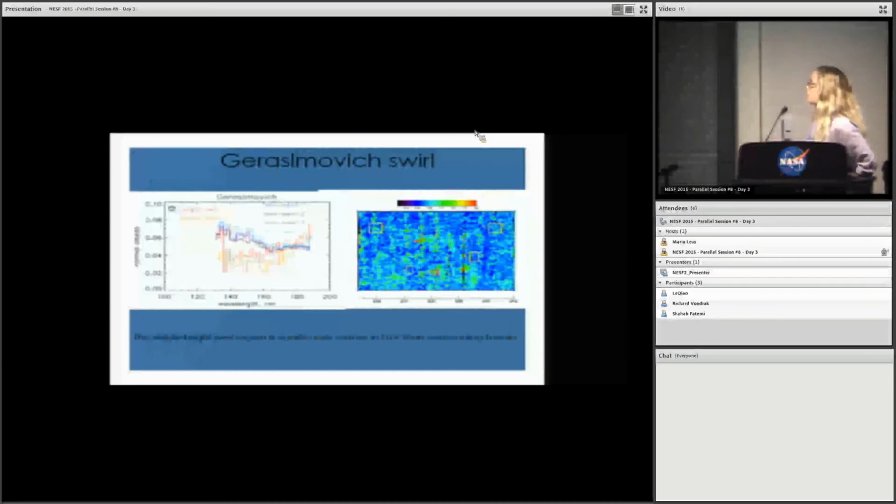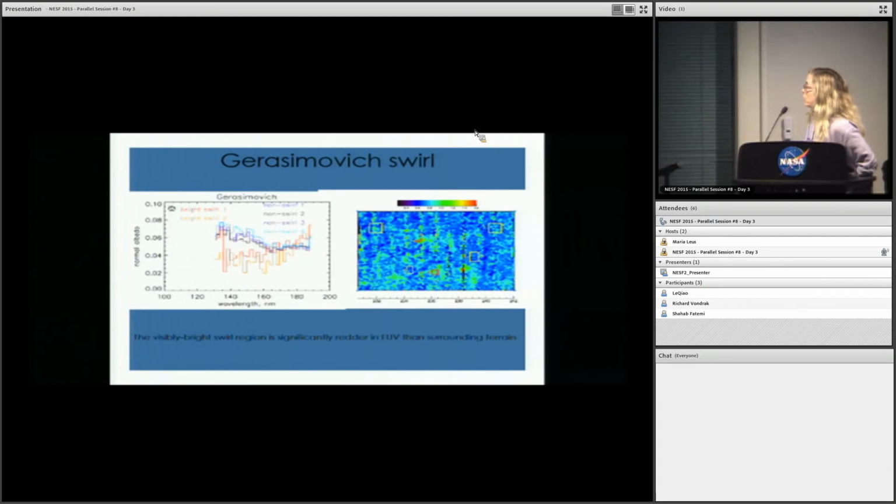Some spectra of some off-swirl regions here. Again, what you can see is that they're pretty flat out here, and then they start to turn up at maybe 160 nanometers and become very blue. The on-swirl regions from Gerasimovich are from right here and right here, and they're dramatically different. They are actually red, not just less blue than the non-swirl regions.